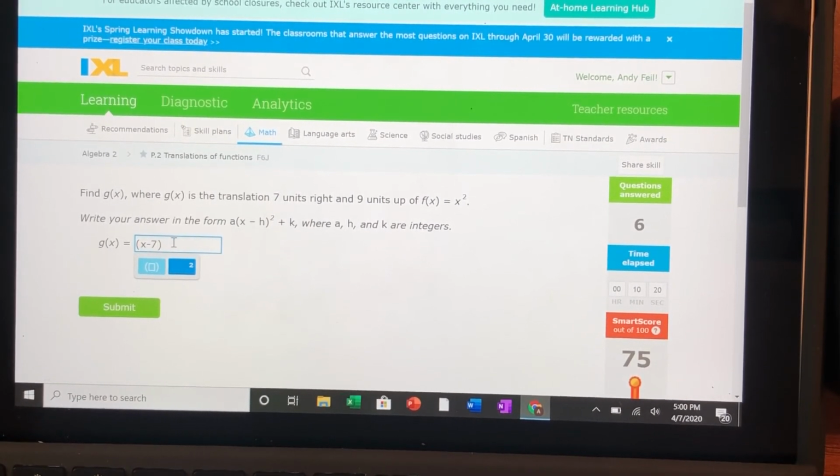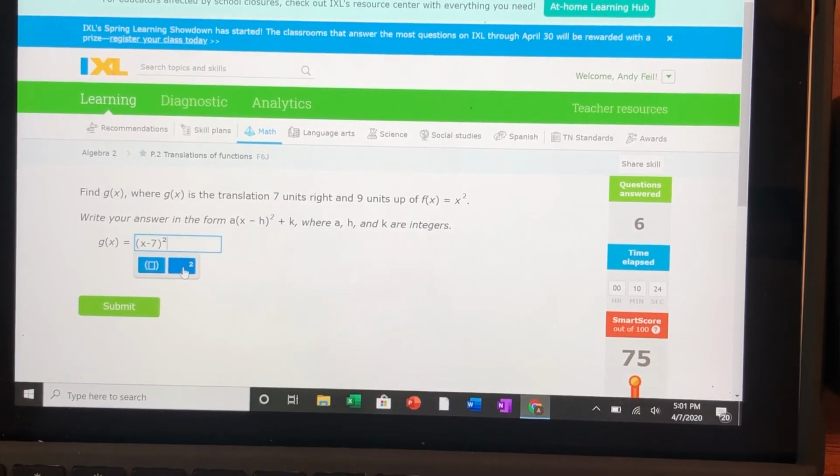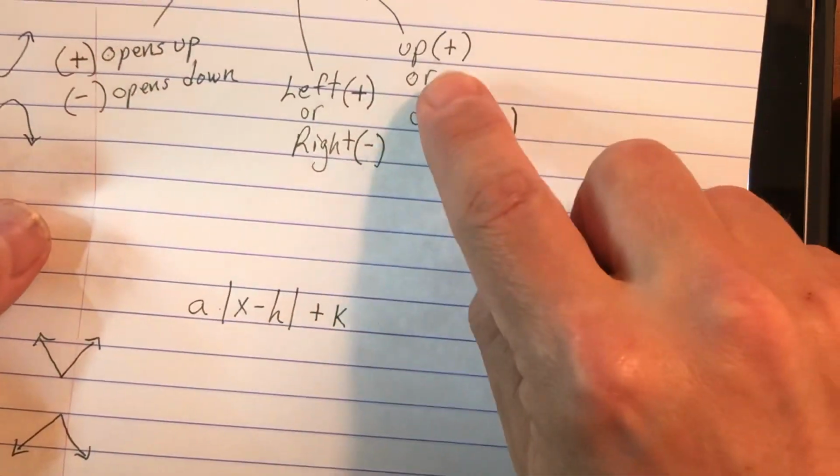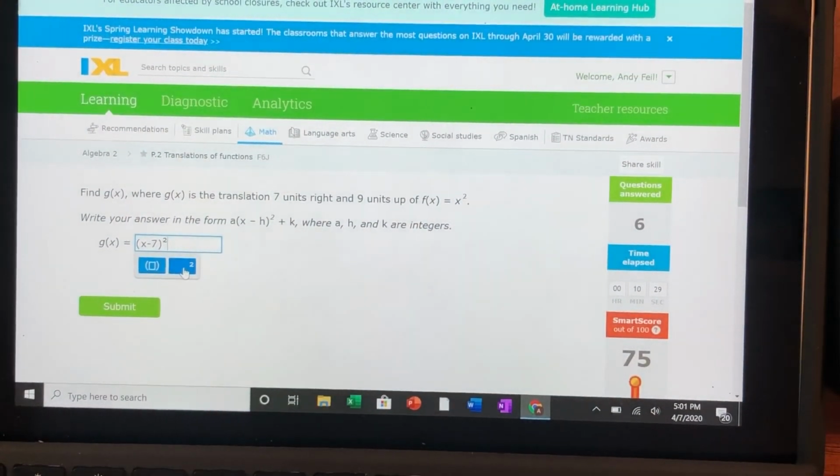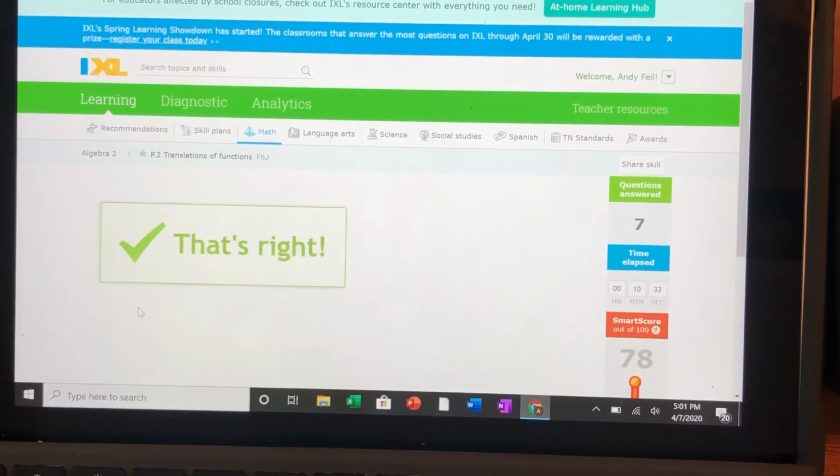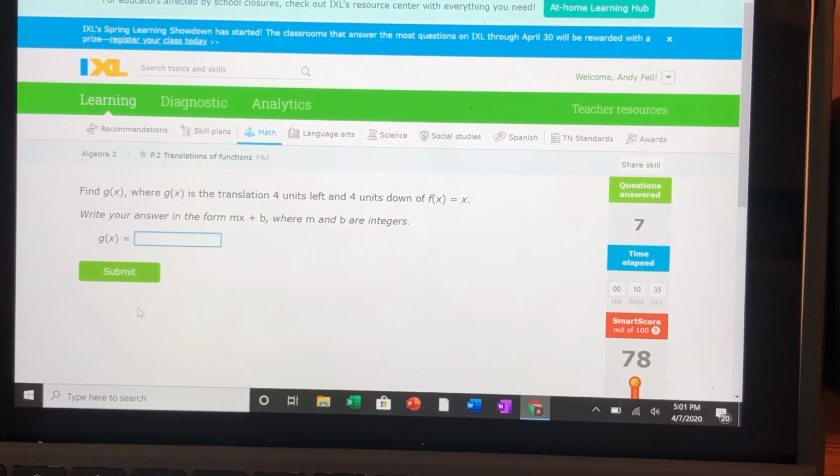Okay, outside, quantity squared, because this is a parabola. 9 units up. Well, for a vertical shift, up is plus. So that's plus 9. And that's it.